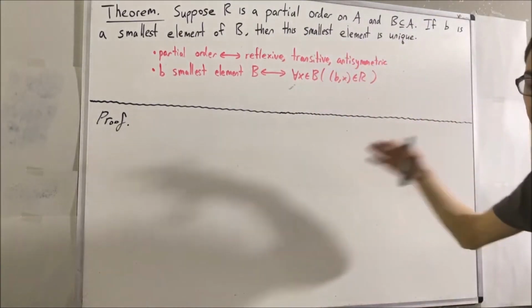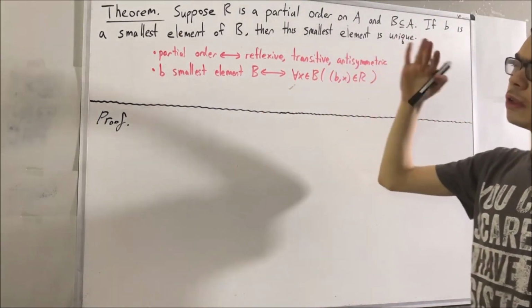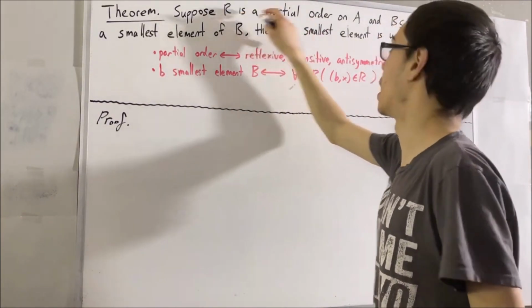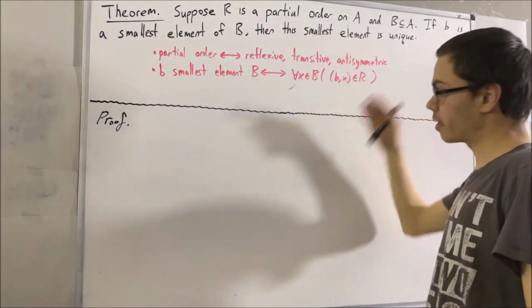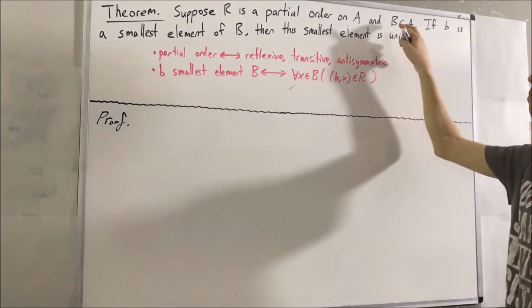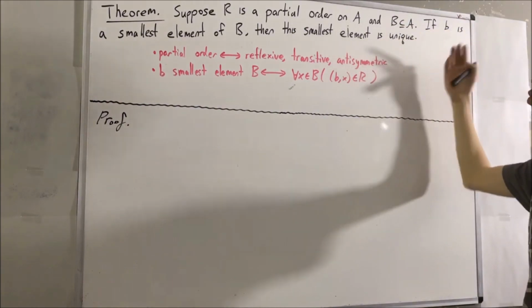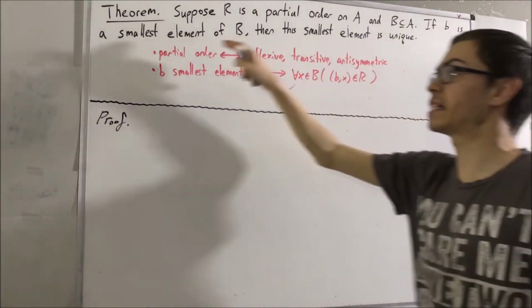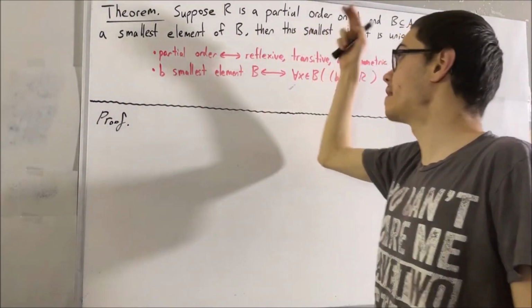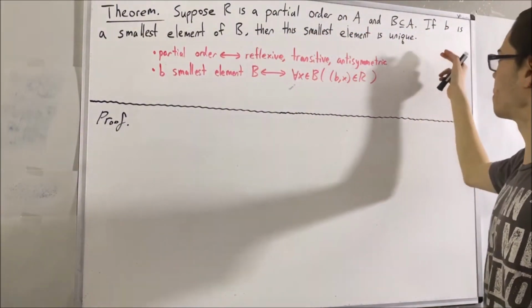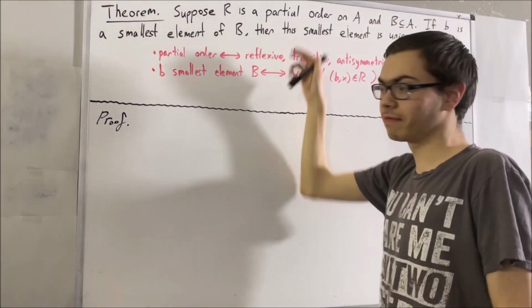Okay, so now let's get into our proof. Let's suppose that we've already declared a partial order R on a set A, and a set B where B is a subset of A. So now we want to prove that if little b is a smallest element of B, then little b is the only smallest element of B. So suppose little b is a smallest element of B.